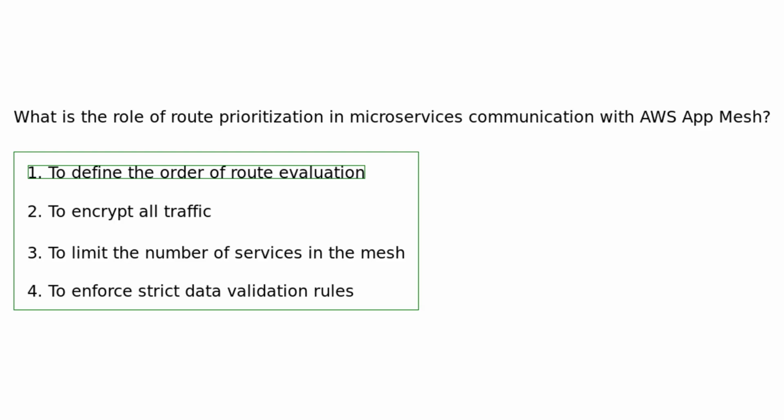Route prioritization in microservices communication with AWS App Mesh helps define the order of route evaluation, allowing for prioritized traffic routing based on defined rules and policies.